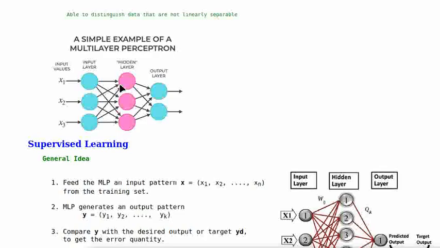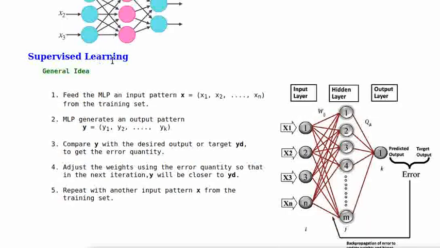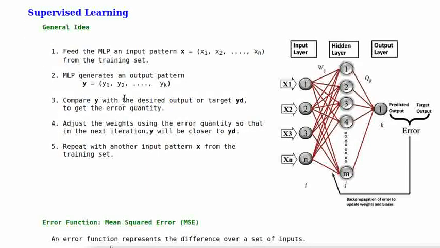An MLP is a type of supervised learning model. Its operation can be summarized as follows. 1. Input processing. The MLP takes an input pattern X, comprising features x1 to xn, from a training set. This input is fed into the network, which consists of 3 key layers. An input layer receives the data. One or more hidden layers process the data through weighted connections. An output layer produces the final prediction.